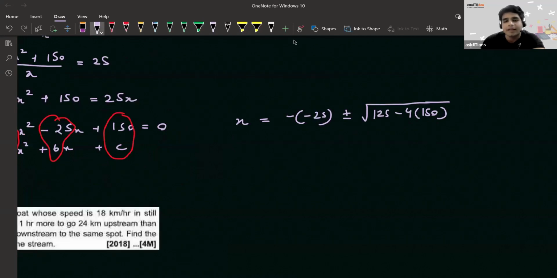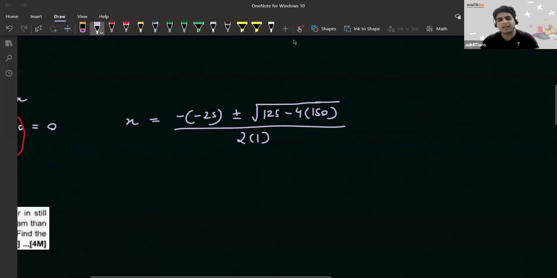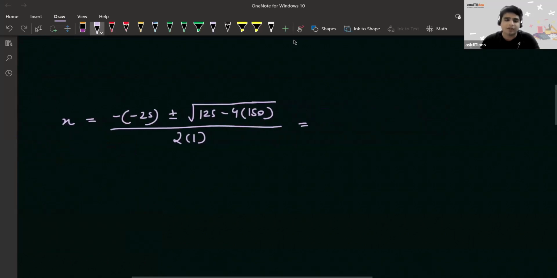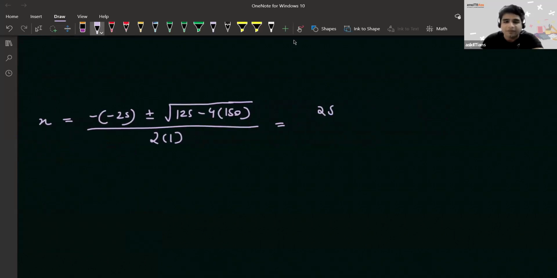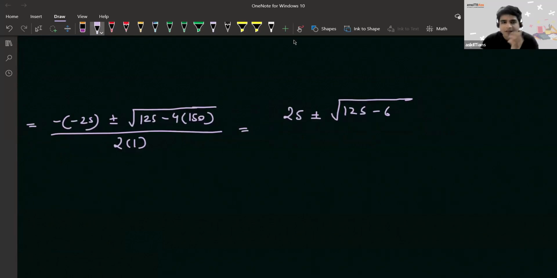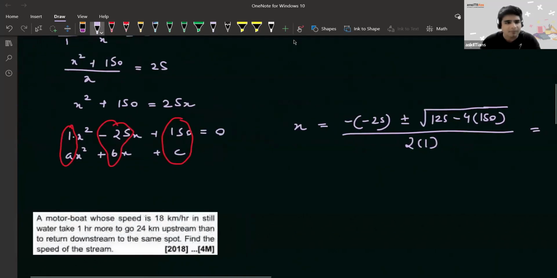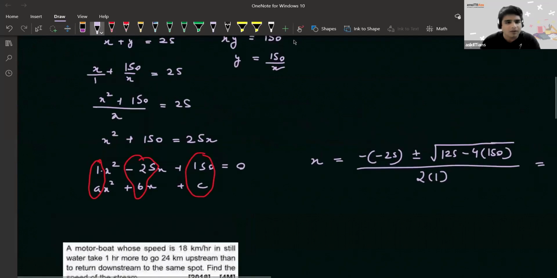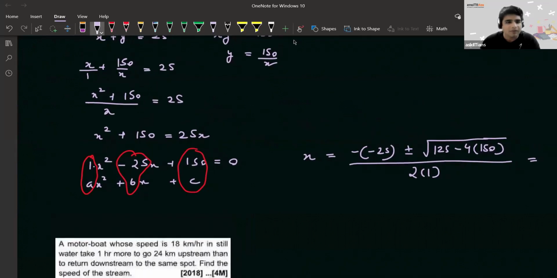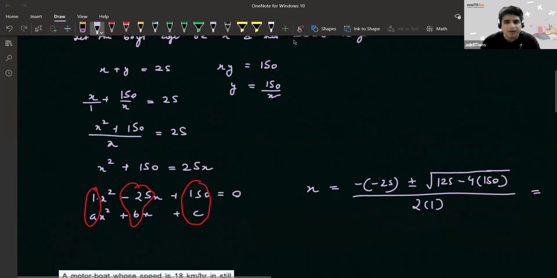Any doubts till this point? Twice of 1, which is just 2 only. So it is going to be 25 plus minus root of 125 minus 4 times 150, everyone. That is going to be 6. No, just a second. Something is wrong. What is wrong? Sir, it should be 625. Sorry?